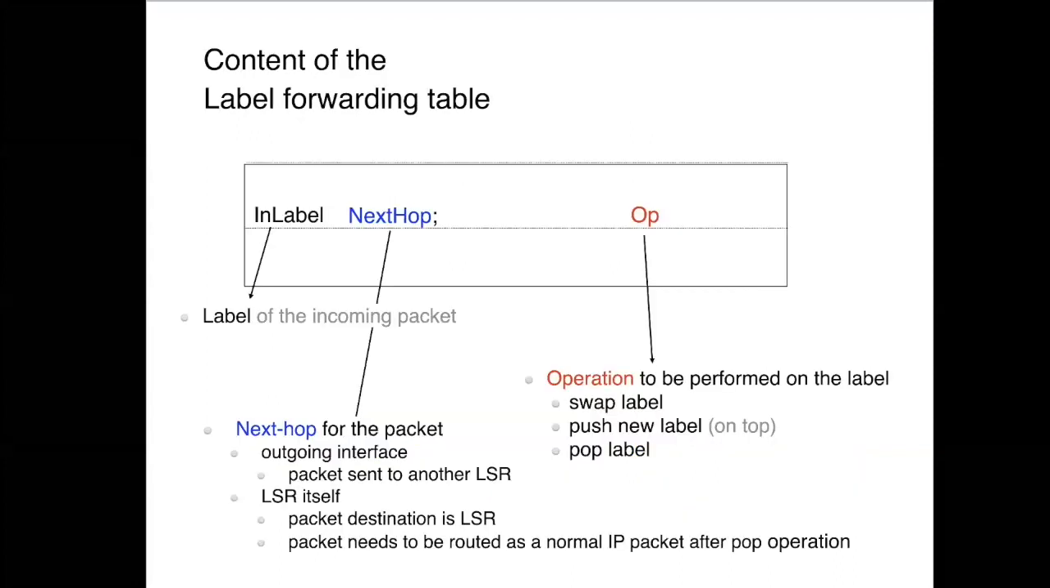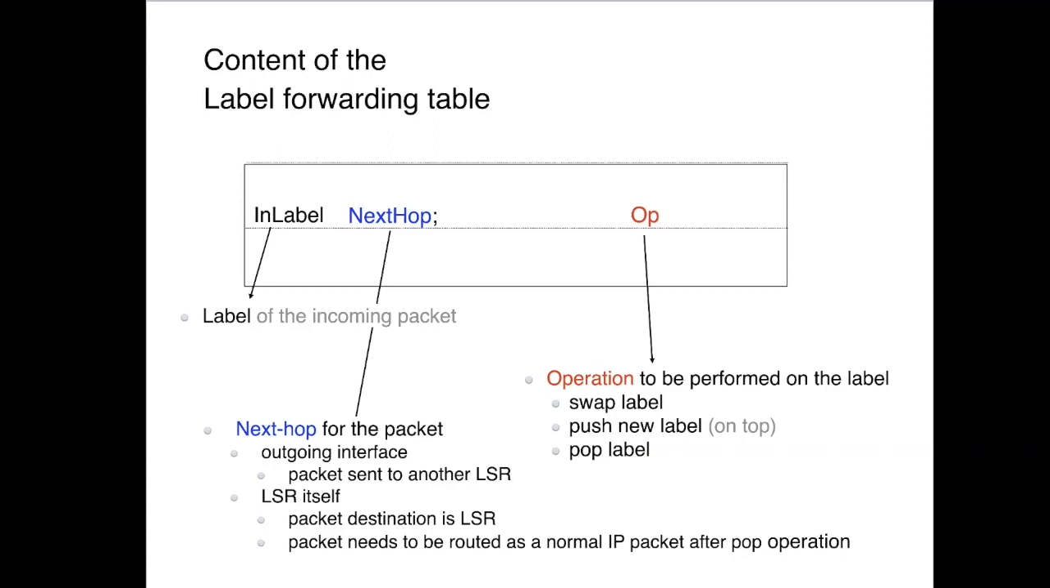Okay, so the content of the forwarding table of an MPLS router. Of course you have the label that enters. So you have an in label, and that's the label of the incoming packets. Then you have the next stop. So that is where you actually send the packets that are arriving with this label. So typically it's an outgoing interface, but it could also be the router itself.